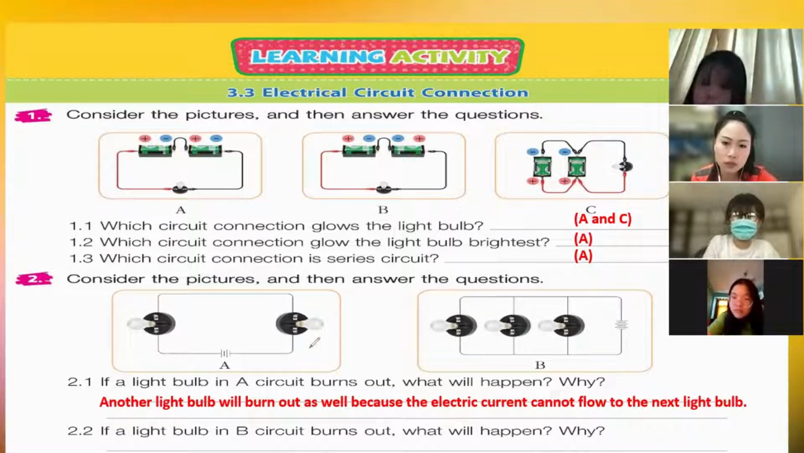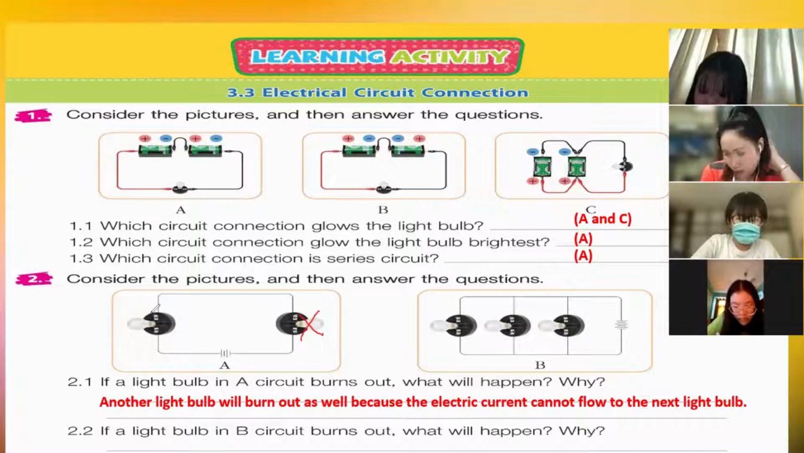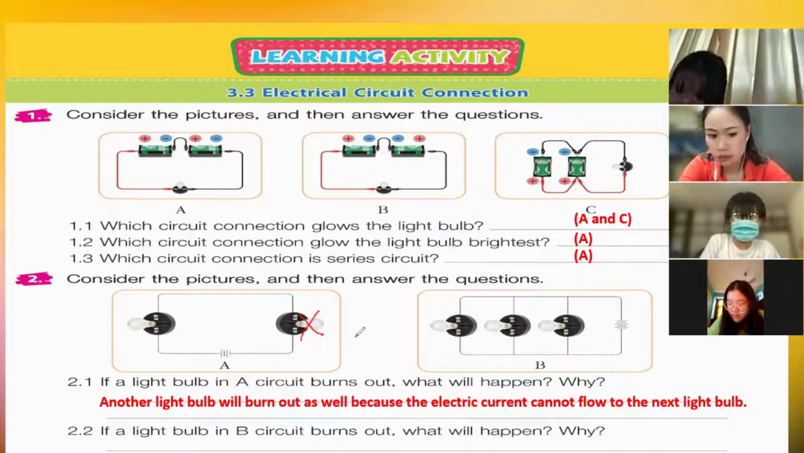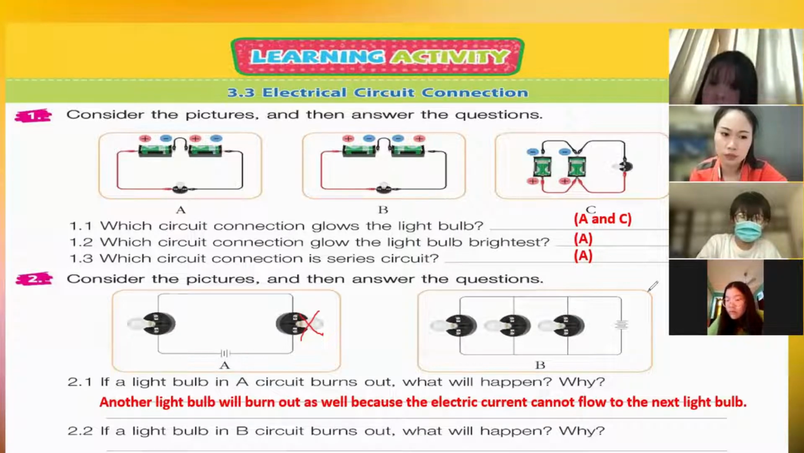Just as we learned before, if, for example, in circuit A the first bulb burns out, the other one will also go out, because, as you can see here, this is just one series. They have only one pathway, a single pathway. So that's why the flow of the electric current will be disrupted. So the answer is another light bulb will go out as well, because the electric current cannot flow to the next light bulb.